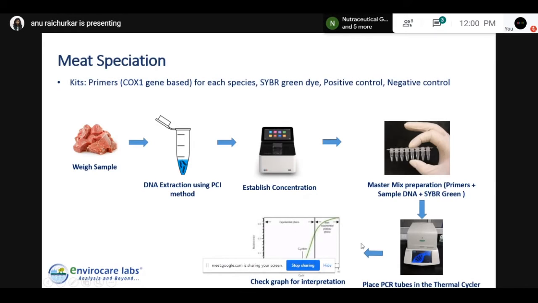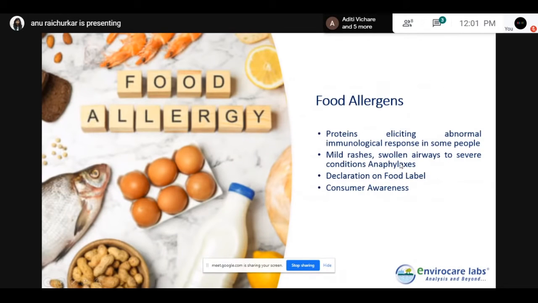Based on the graph, we can conclude. If the graph shows a very high peak, it shows that the sample contains the particular product or primer target that you are screening for. That was about meat speciation, wherein you can differentiate between different types of meat and ensure the authenticity.